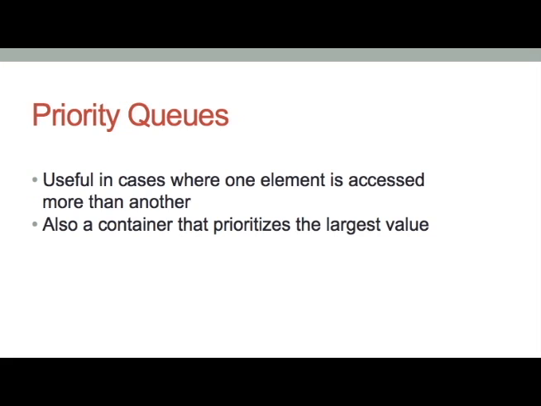Last but not least is priority queue. This structure is very similar to the regular queue we just talked about, but with a fixed command. We use pop and push back functions to work with the values found in these containers. These are useful in cases where one element is accessed more than another. Last, we must not forget that this is also a container that prioritizes the largest value by default as the first element in lists from high to low, which is where the name priority comes from.